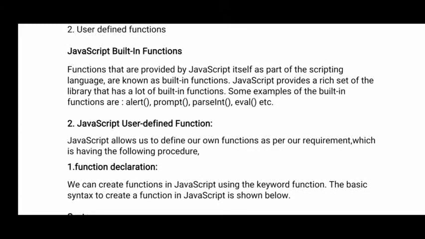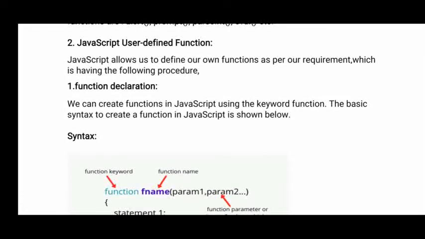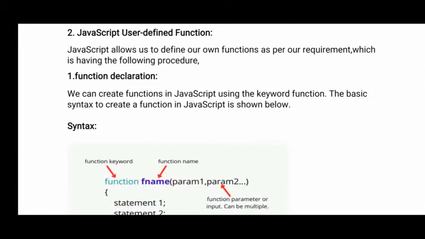Come to the user-defined function. It is the second category. Here, whatever functions you create according to your requirement are called user-defined functions. For example, I want to calculate the sum of two numbers, so addition is my requirement. According to that requirement, if you create your own function, then that is called a user-defined function. Understood? If it is a built-in function, whatever things you need, you will get from the JavaScript software only.